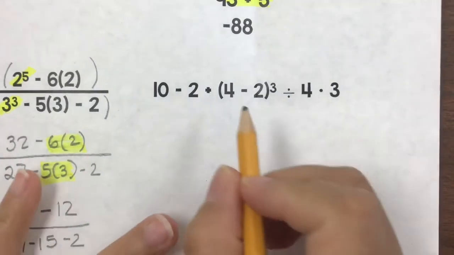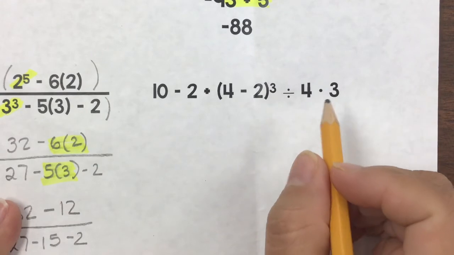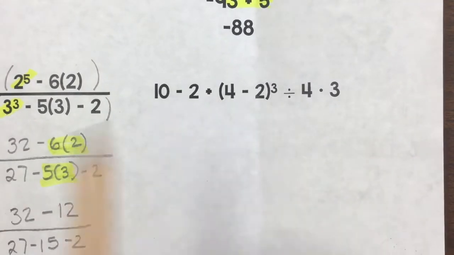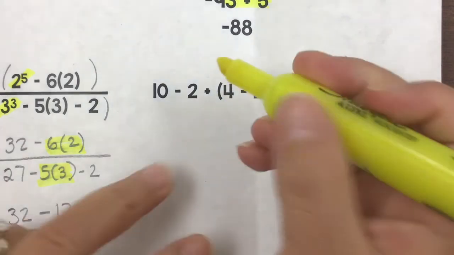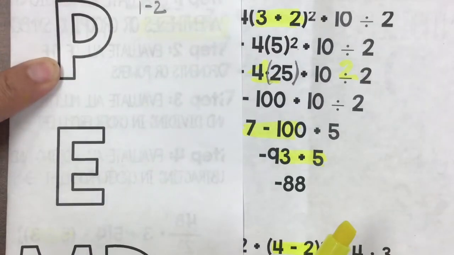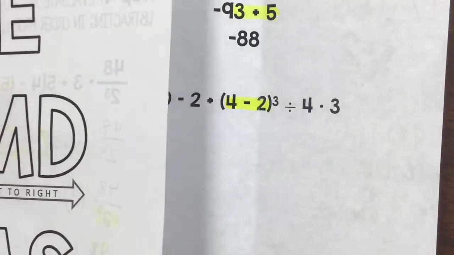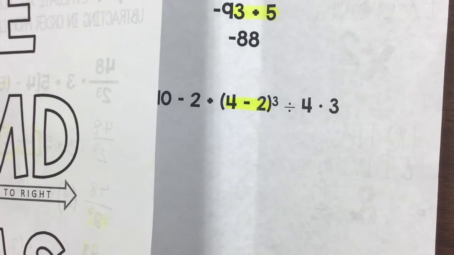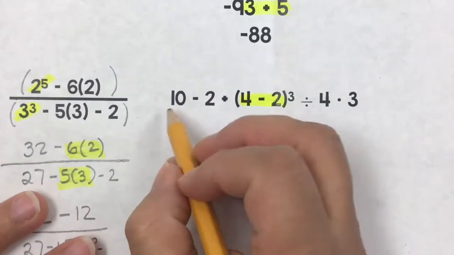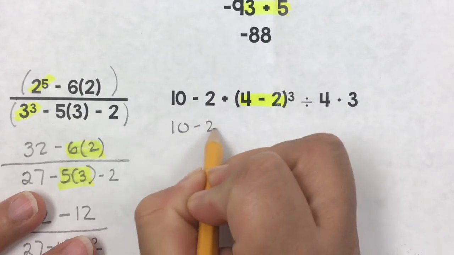This is the last problem. We're going to do the order of operations for it. Remember, the first thing that we have to do is inside parentheses or grouping symbols. So that's right here, and that's the P for parentheses. Four minus 2 is 2, so we rewrite the rest of it.